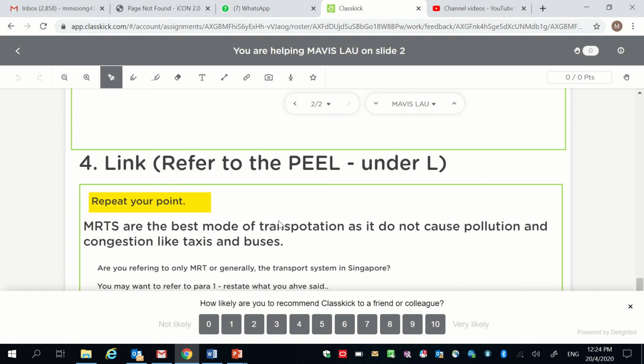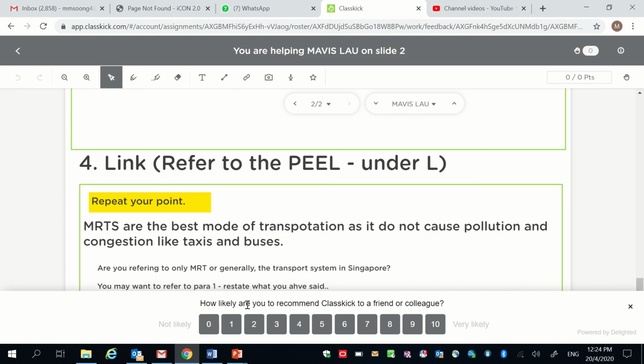Number 2, be careful of your spelling. Look at it. Already the word transportation is wrong. And also you must be careful of the use of MRT. It's not the system, it is the train that we are talking about. That's why I commented on her link, on her essay. Are you referring to only MRT or generally the transport system in Singapore?